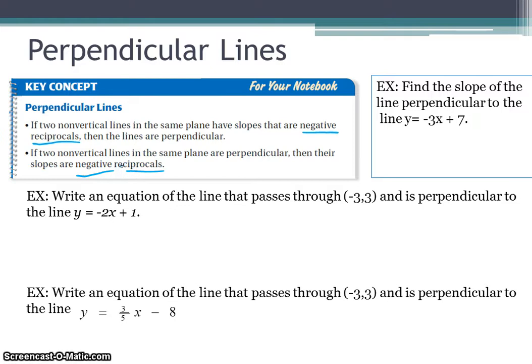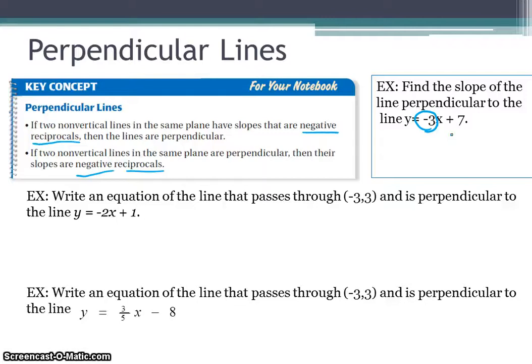So, now that we know what perpendicular means in terms of slopes, let's look at the example on this side over here. Find the slope of the line perpendicular to the line y equals negative 3x plus 7. First question, what's the slope of the given line, Miss Hygra? Well, the slope is the coefficient of the x, so my slope here is negative 3. Okay. Now, for perpendicular lines, I need the negative reciprocal of negative 3.